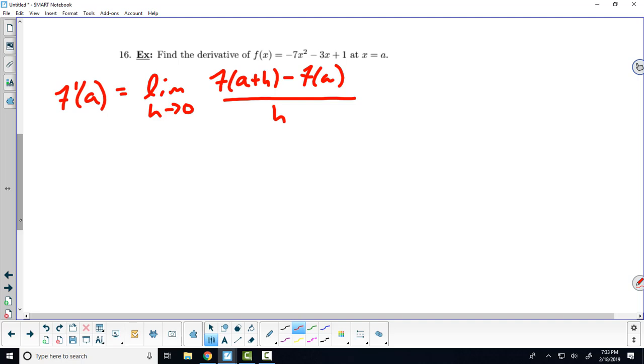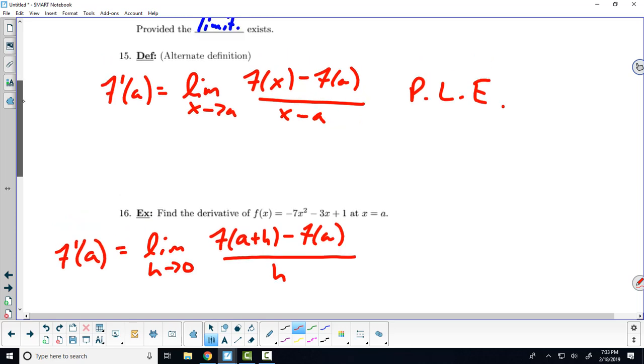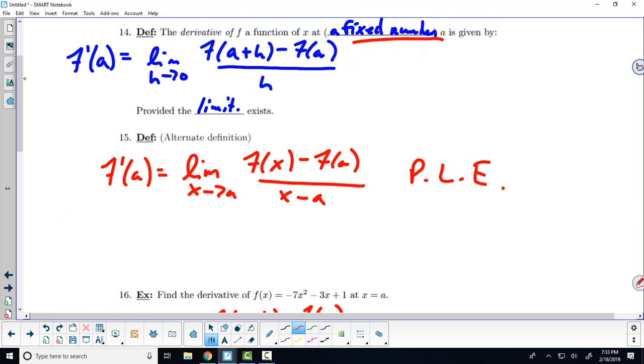Is it the limit as x approaches 0? No, this is h approaches 0. So this one's h. This is the distance between the two. And this is the x values approaching the fixed value.